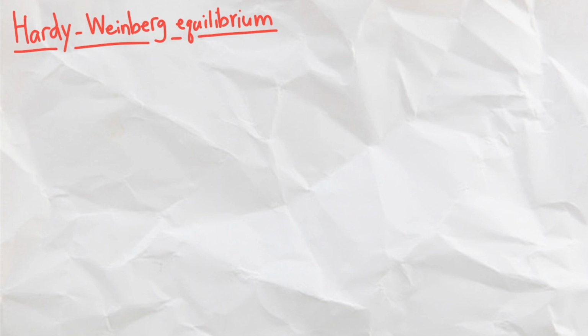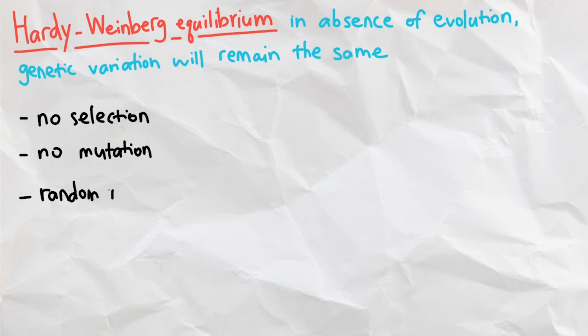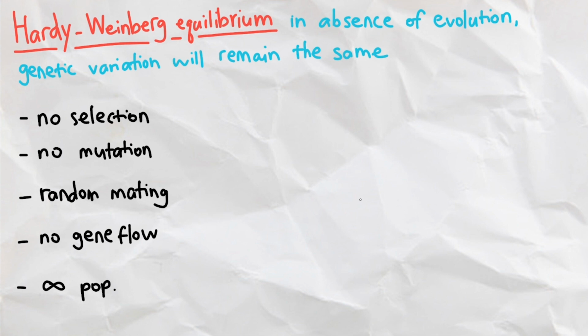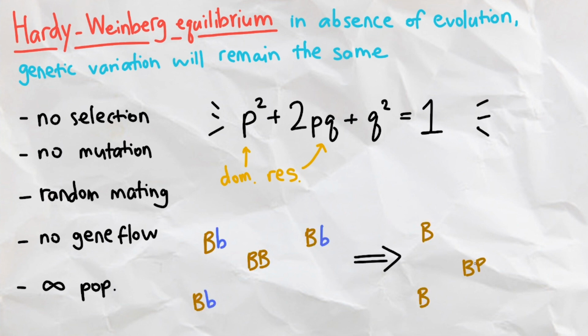With evolution out of the way, our last term to cover is the Hardy-Weinberg equilibrium, which predicts that in the absence of evolution, genetic variation will remain the same. So it assumes no selection, no mutation, random mating, no gene flow, and infinite population. The frequency of genotypes in this population can be calculated like this, where P is a dominant allele, while Q is a recessive allele. This shows that dominant traits don't always increase from one generation to the next, even though they take over recessive traits.